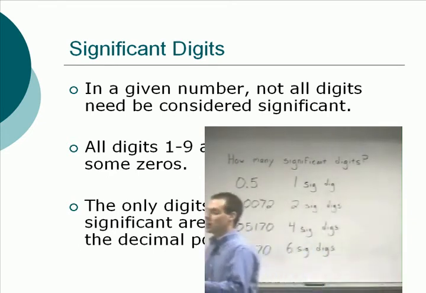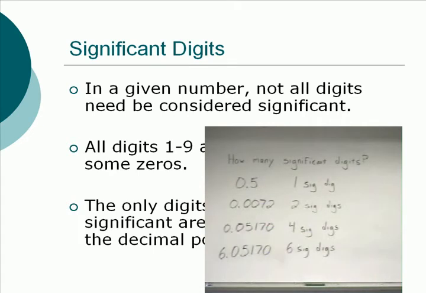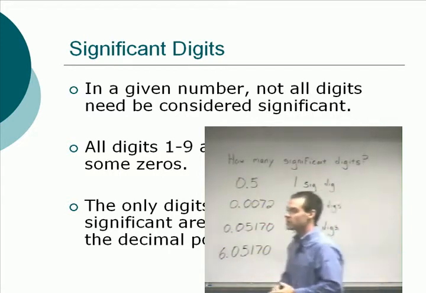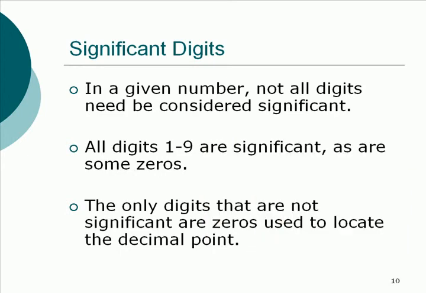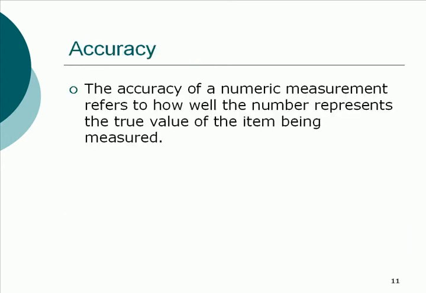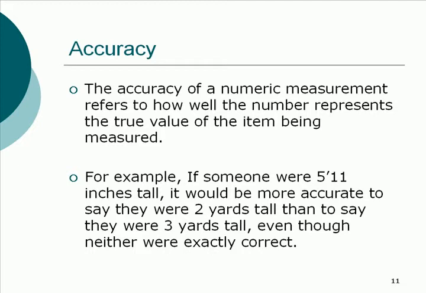Okay, we're going to continue with significant digits in the next lesson. We'll see how to do computation with numbers involving significant digits and preserving the correct number of significant digits in our result. But for now, let's see how significant digits are tied to accuracy and precision. The accuracy of a numeric measurement refers to how well the number represents the true value of the item being measured. Here's an example.